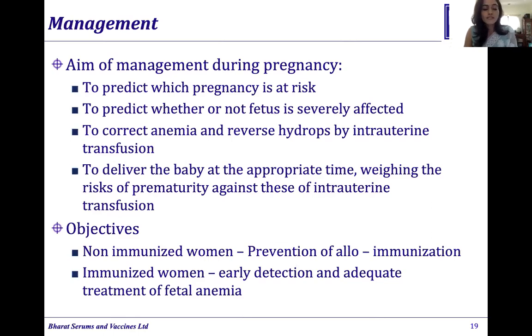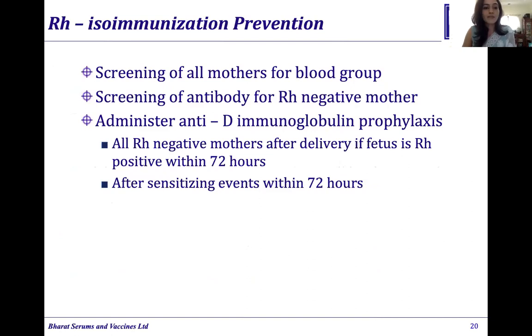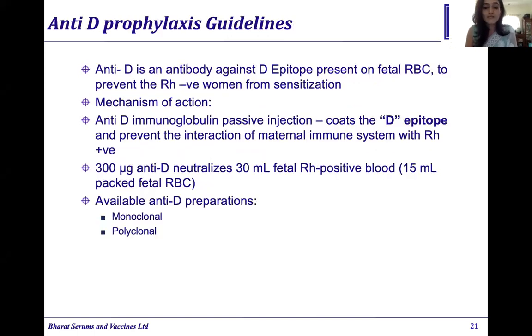So the objective is, in non-immunized women, we try and prevent alloimmunization, and in immunized women, we try and detect early and treat the fetal anemia if and when it develops. So we screen all mothers for blood group, screen Rh negative mothers for antibodies, and administer anti-D immunoglobulin prophylaxis for women who are not immunized. All Rh negative mothers after delivery, if the neonate is Rh positive, we give anti-D prophylaxis within 72 hours, and for all sensitizing events within 72 hours.